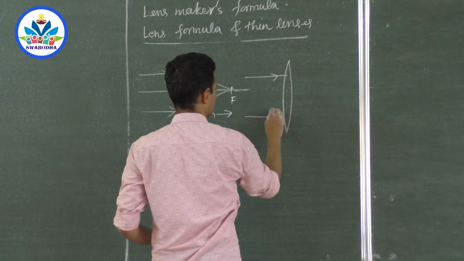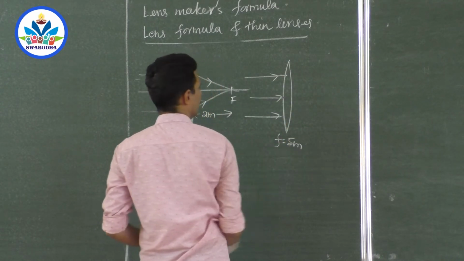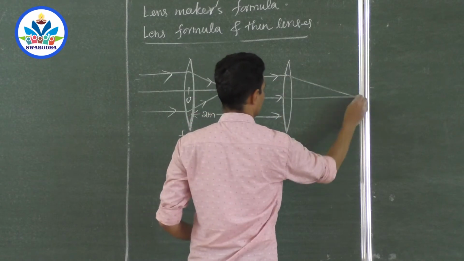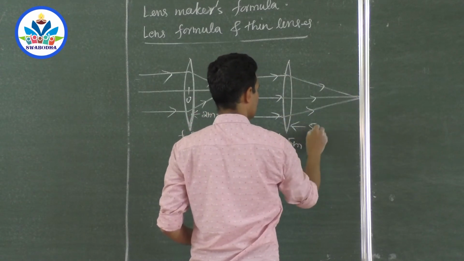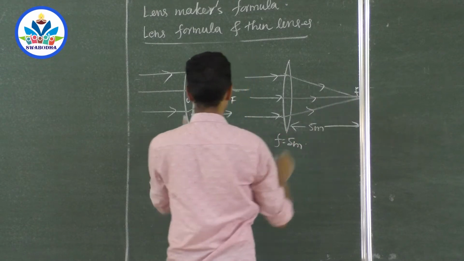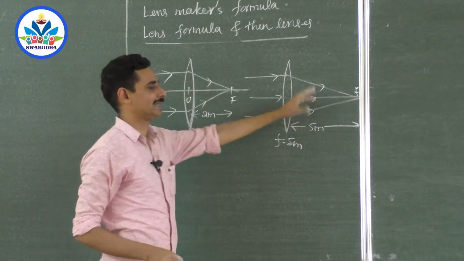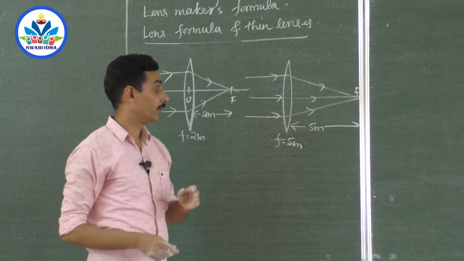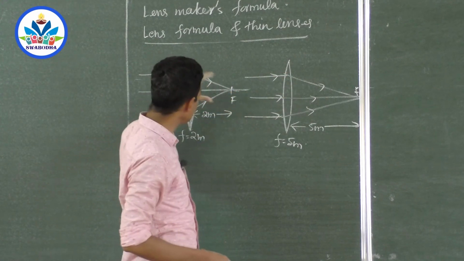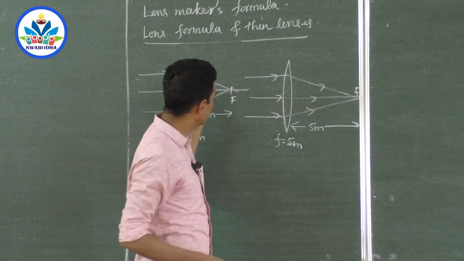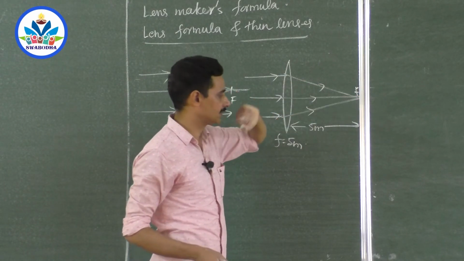Rays of light are incident on this lens, and this lens is having a focal length of 5 meters, say. The rays of light meet at a distance of 5 meters, and they take a little more distance to get focused. Whereas this lens can focus the rays immediately. This lens can focus the rays very slowly, because they are not bent too much. They are bent a little bit less compared to this one, so they meet at a larger distance.